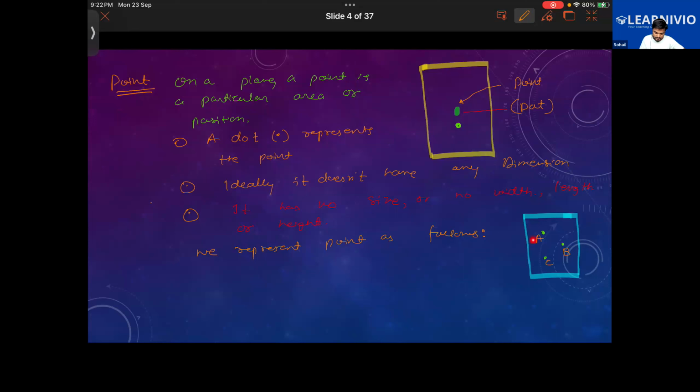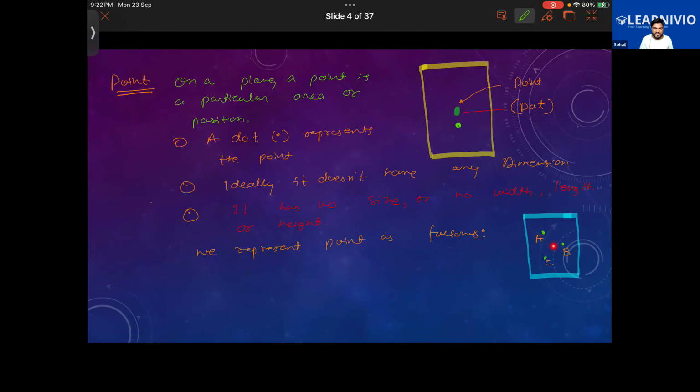Which is point A? Like the green dot I have drawn. How would we understand which one it is? I have randomly named these. You can name them as point M, point X, point Y, point Z. Any name you can give.